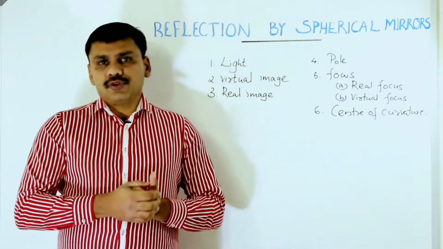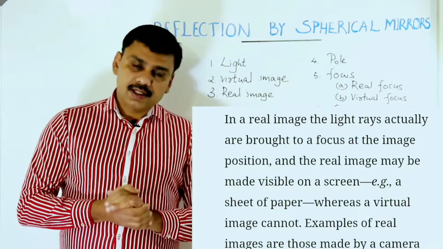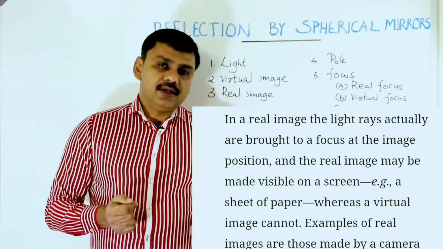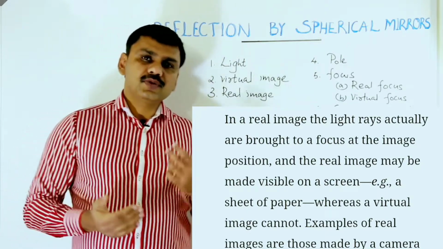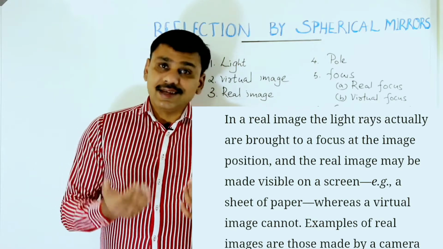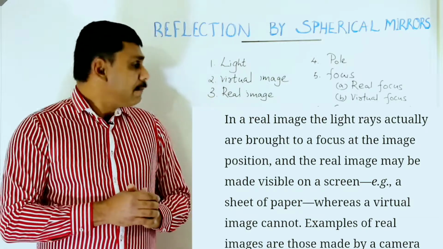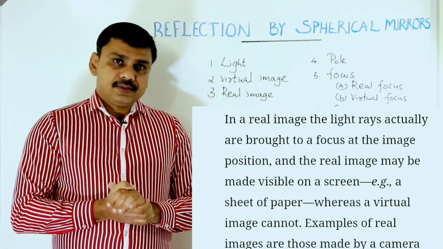There are two types of images, virtual image and real image. When you stand in front of a plane mirror, you can see your virtual image there. Virtual image means what? That image you can't take on a screen. Virtual image is produced by a plane mirror.